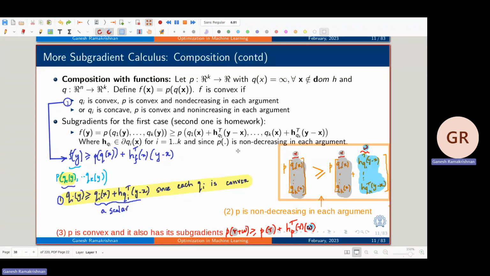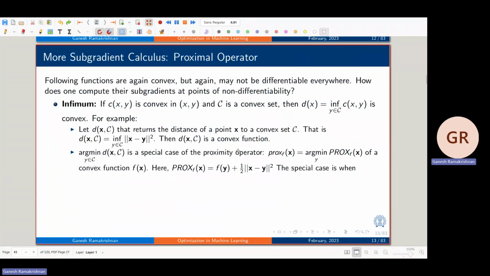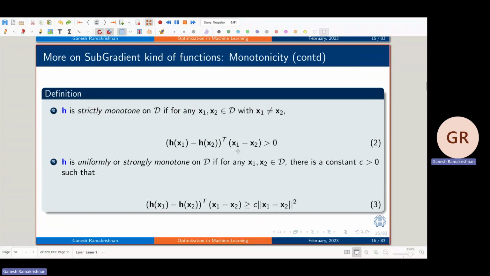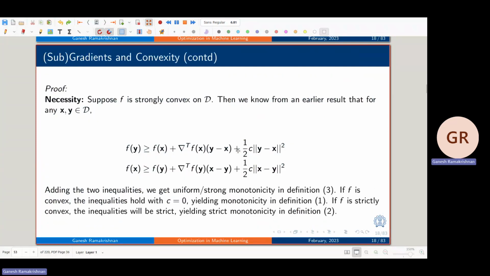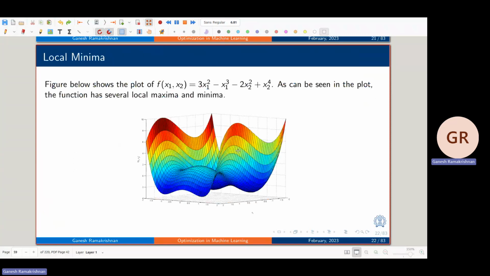And starting next class, I think now we are done with subgradient calculus. There's a couple more actually, proximal operators, etc., which will not take time. But what I want to do is look at how subgradients are useful for optimization. So we'll move on to optimization next class onwards. So make sure you have brushed things up properly, because now we're going to use these left, right, and center for optimization.